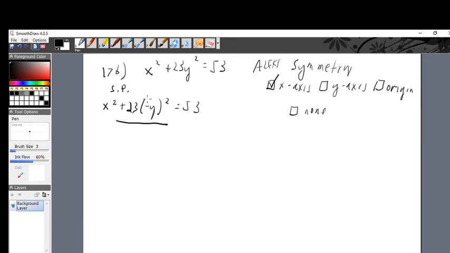Second test, change x into negative x. x turns into negative x squared. Leave everything else alone. This is 23, equals 53. What'll happen? What will negative x times negative x turn into? x squared. So does this turn out to be the same as the original? Yes. So it tests positive for being symmetrical about the y-axis.